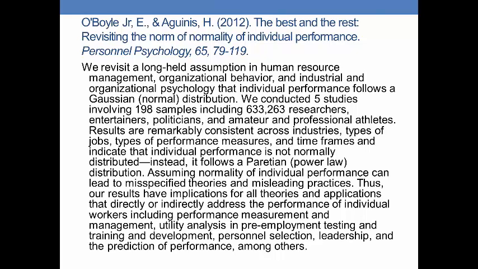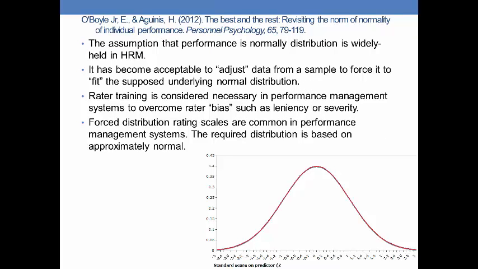Assuming normality of individual performance can lead to misspecified theories and misleading practices. Thus, our results have implications for all theories and applications that directly or indirectly address the performance of individual workers, including performance measurement and management, utility analysis in pre-employment testing and training and development, personnel selection, leadership, and the prediction of performance, among others. So isn't that interesting? So one possible reason for the low predictability of those relationships is that the distribution of performance is not normal. Far from it.